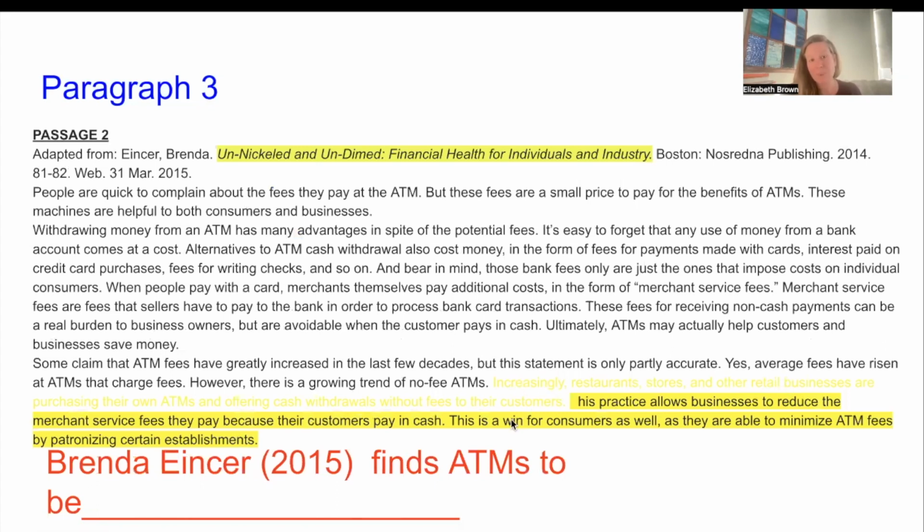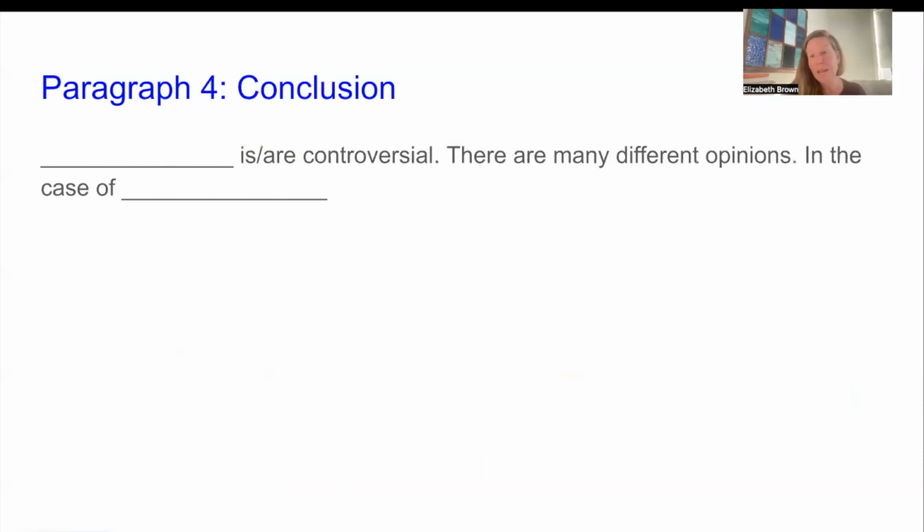And here I see that Brenda is recommending unnickeled and undimed financial health for individuals and industries. So she is also interested in the financial health of consumers and businesses. However, she argues that the businesses should be paying the fee and not the consumers. So that's the big difference that I just read in the last few sentences. Now, I can pull some quotes, I can reread a little bit of the information, but I know in a nutshell that the title and the last few sentences are going to help me to write my summary about what Brenda thinks.